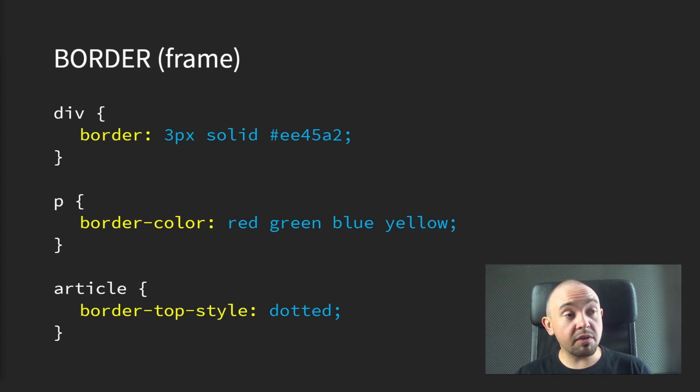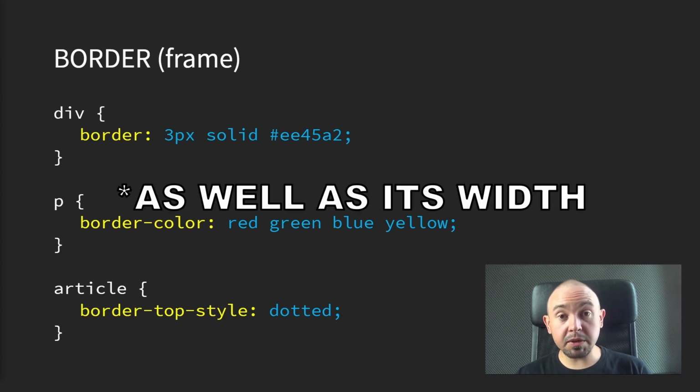The basic notation of this property that we will use most often can be seen in the first example on this slide. We use the word border in the property name and 3 positions in its value. The first refers to the width of the border, in this case 3 pixels. The second refers to the type of the border. In this case it is solid, which is a solid line. The third position refers to the color of our border. In this case the color is specified by a hexadecimal number. In addition, we can specify the color of our border or its style separately, which you can see in the next examples on this slide.